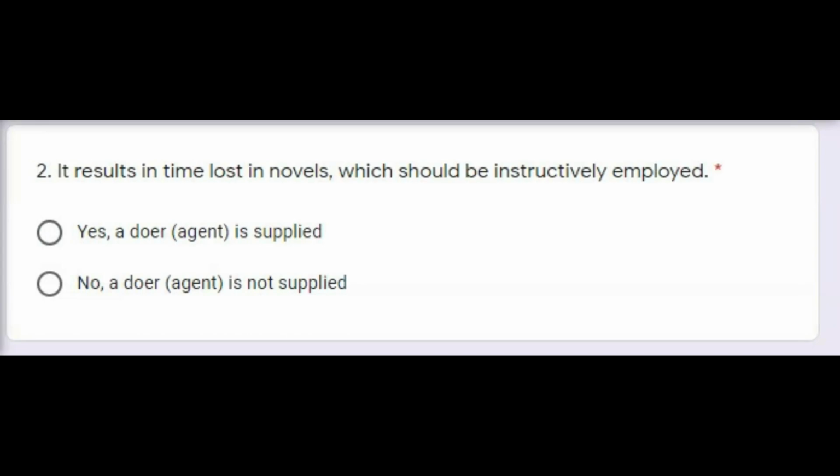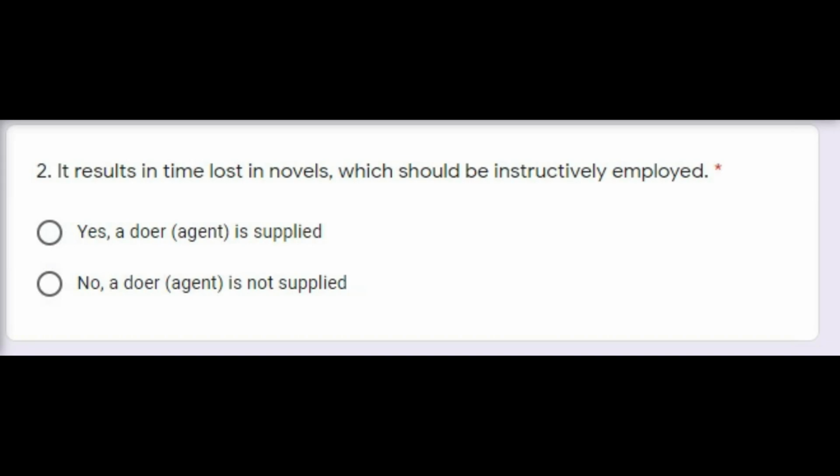It results in time lost in novels, which should be instructively employed. No, a doer, an agent, is not supplied. I think in this instance, passive voice with a hidden agent might be used to hide a potential authoritarian command. Because the reader of this could fall into 2 categories. One of these categories is people who agree with Thomas Jefferson, and they think that reading for fun is dumb.